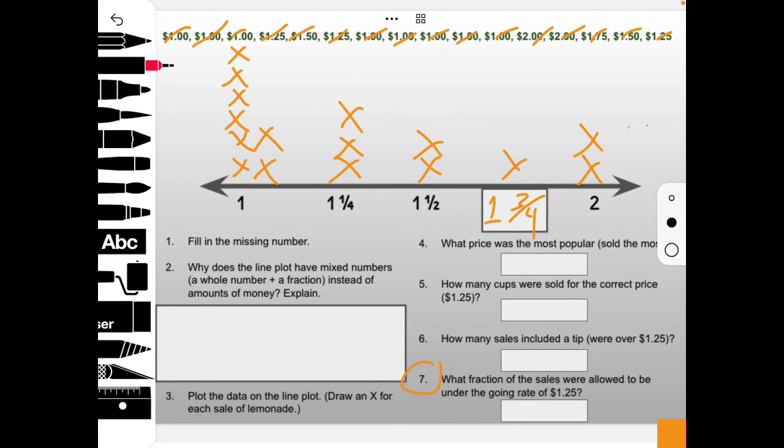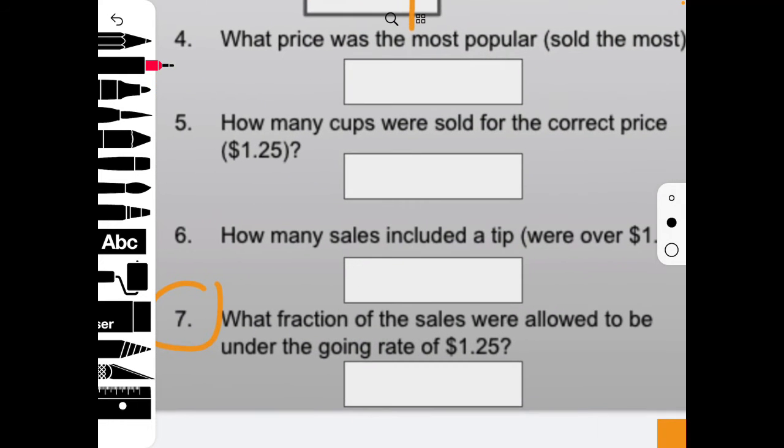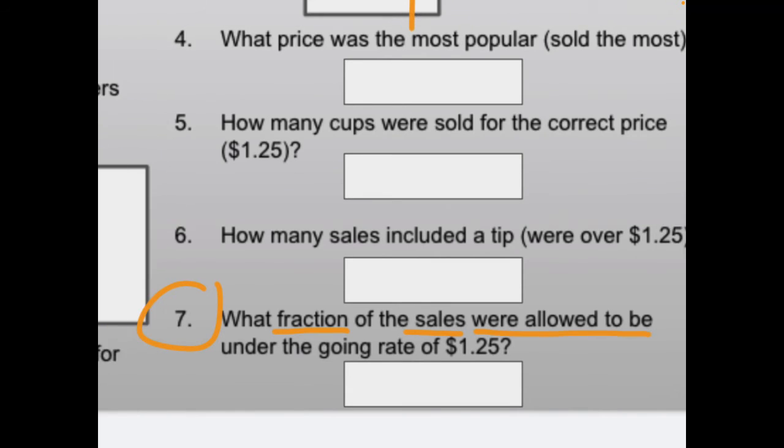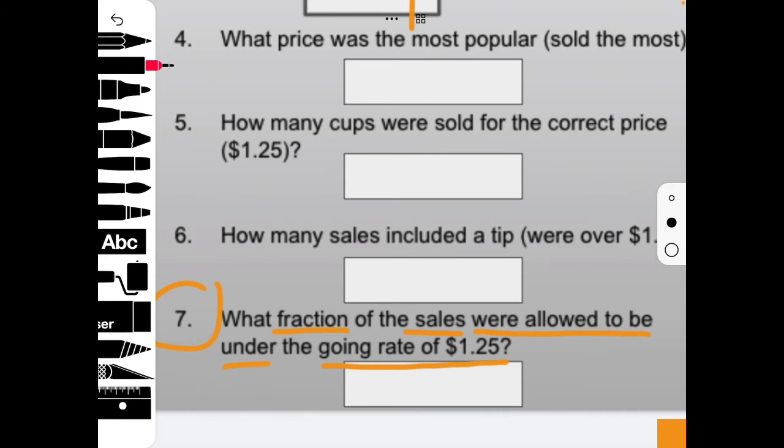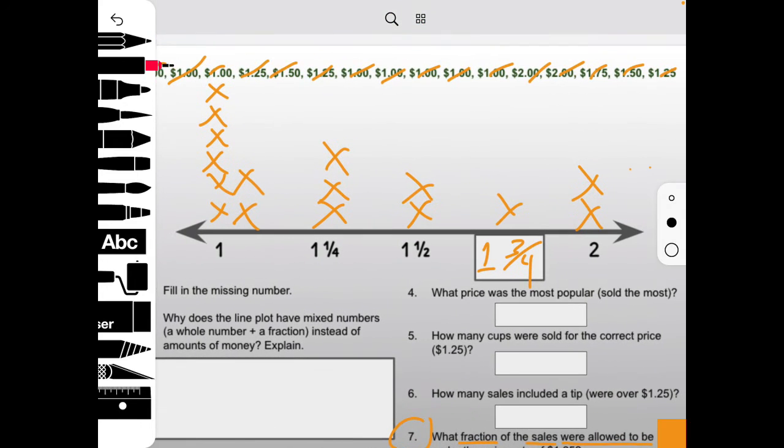Now we're going to look at question number 7. I got rid of all the other answers for 1 through 6 so that we were only looking at the data in the line plot in order to answer this. Now, number 7 asks, what fraction of all of the sales were allowed to be under the going rate of $1.25? So, basically, of all the sales, how many of them were under this 1 1/4?